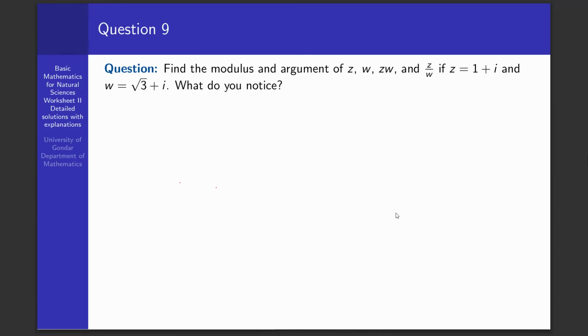The next, question number 9. Find the modulus and argument of z, w, zw and z over w if z is equal to 1 plus i and w is equal to radical 3 plus i. And you are asked just to put your observation at the last.